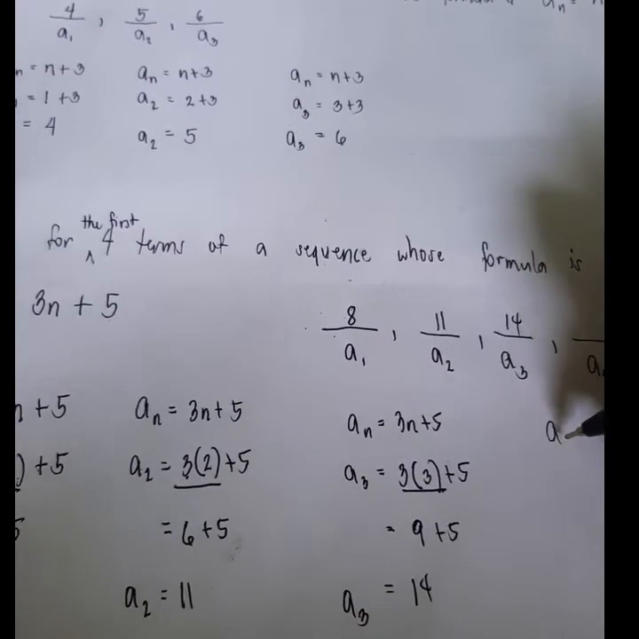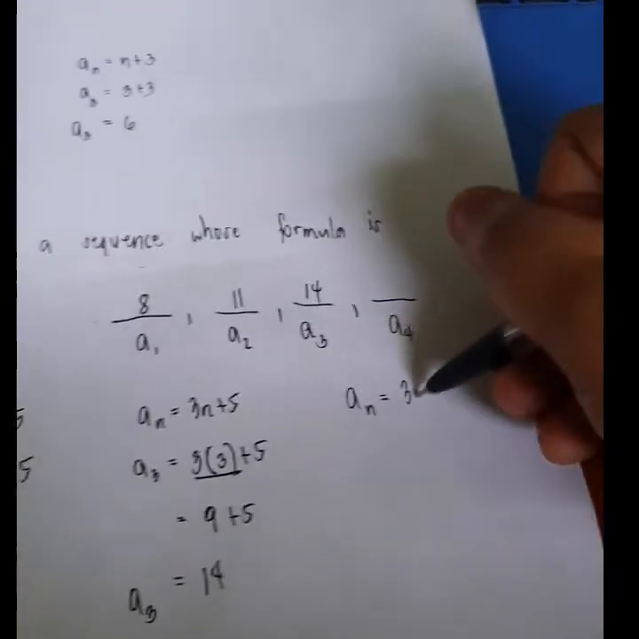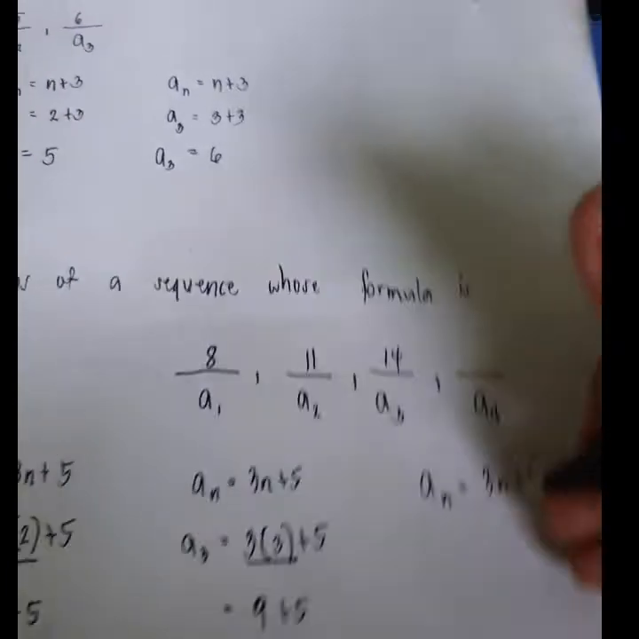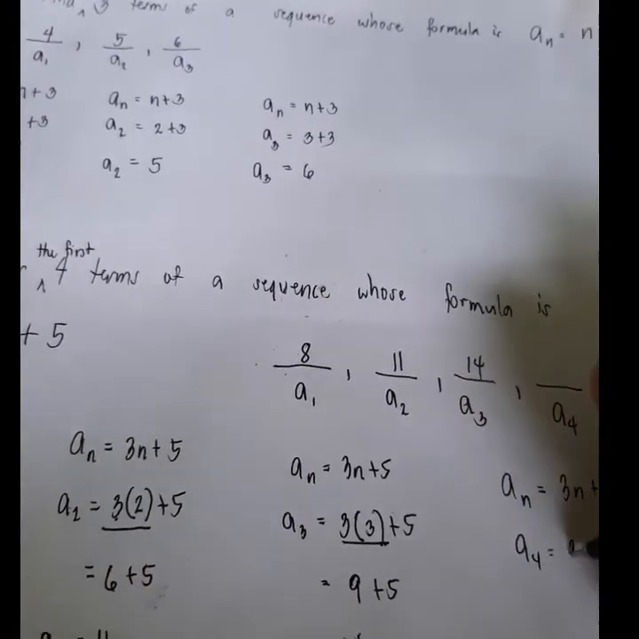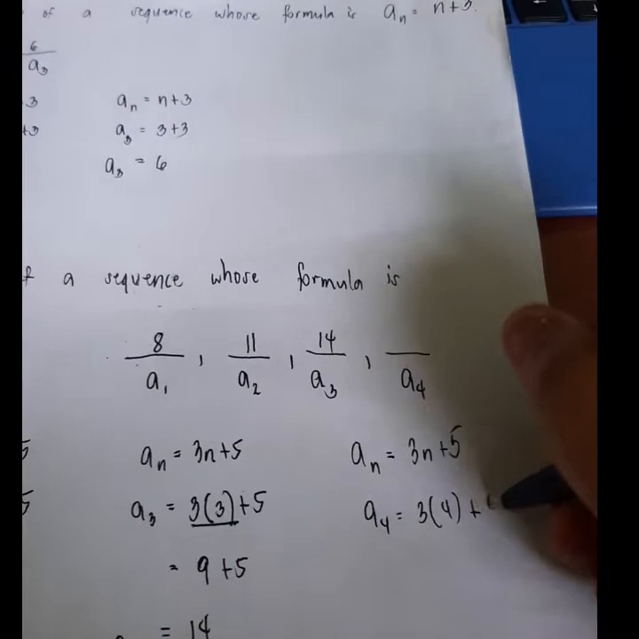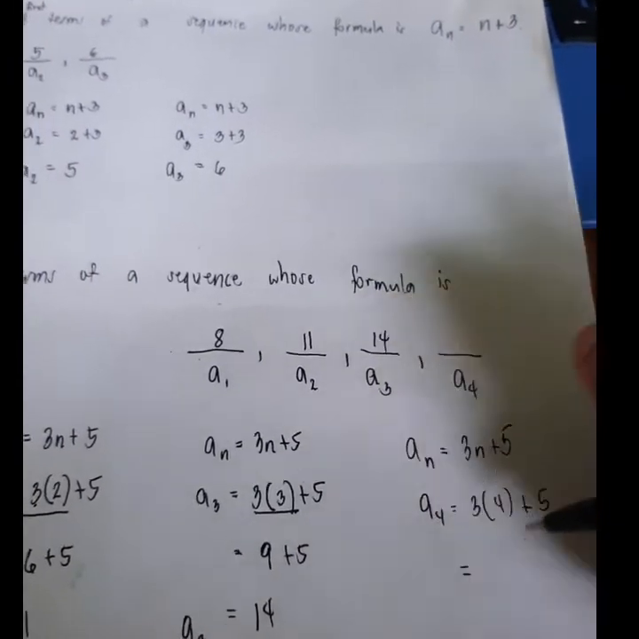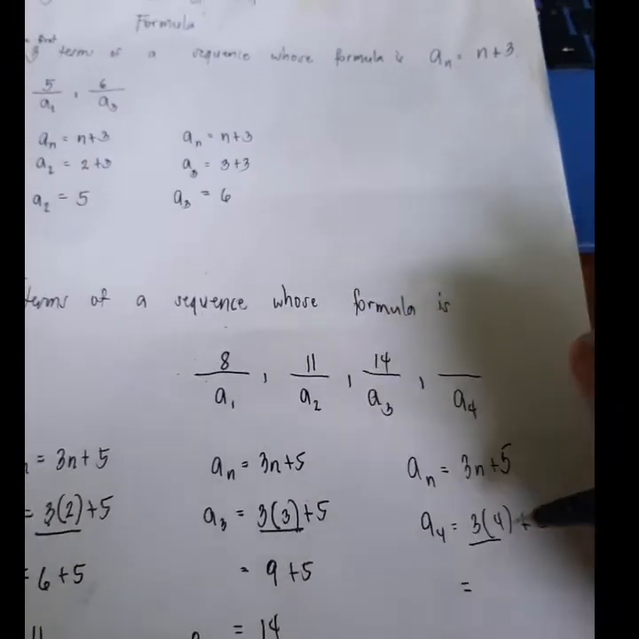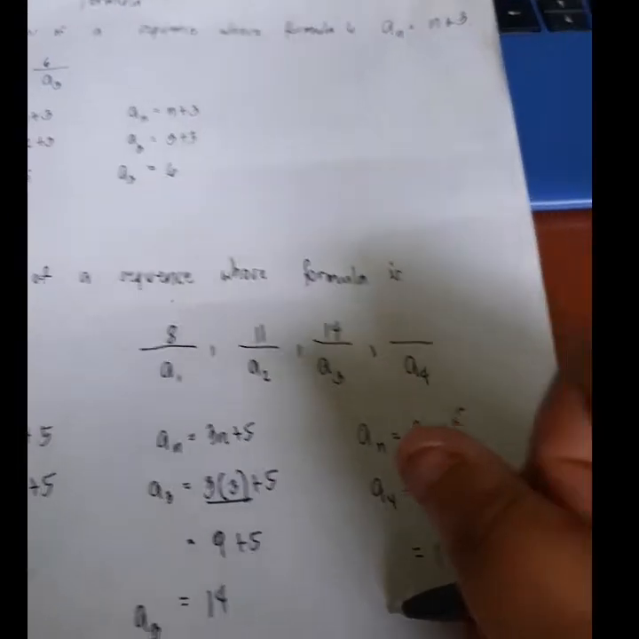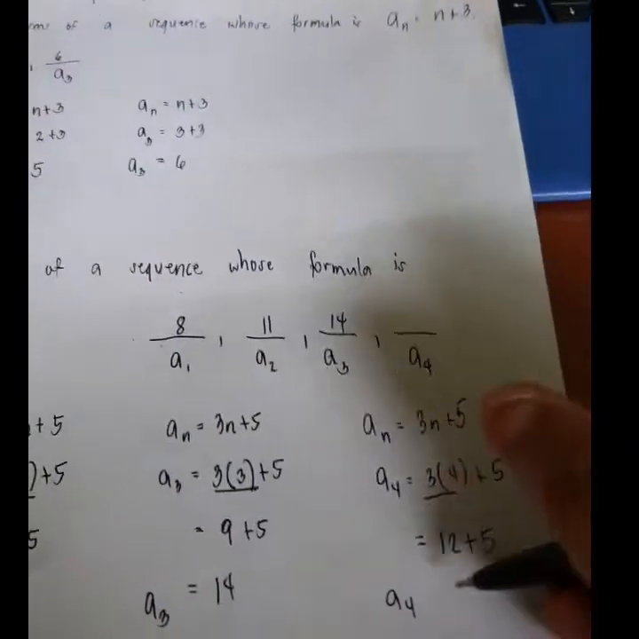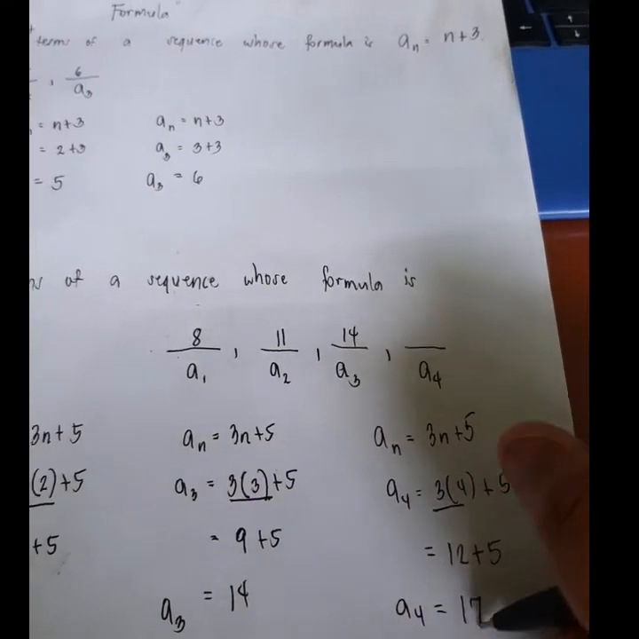And for the last term that we are looking for, you're going to have a sub 4. That will be 3 times 4 plus 5. Substitution. And you're just going to multiply. So you're going to have 12 plus 5. Therefore, your a sub 4, or our fourth term, is just equal to 17.